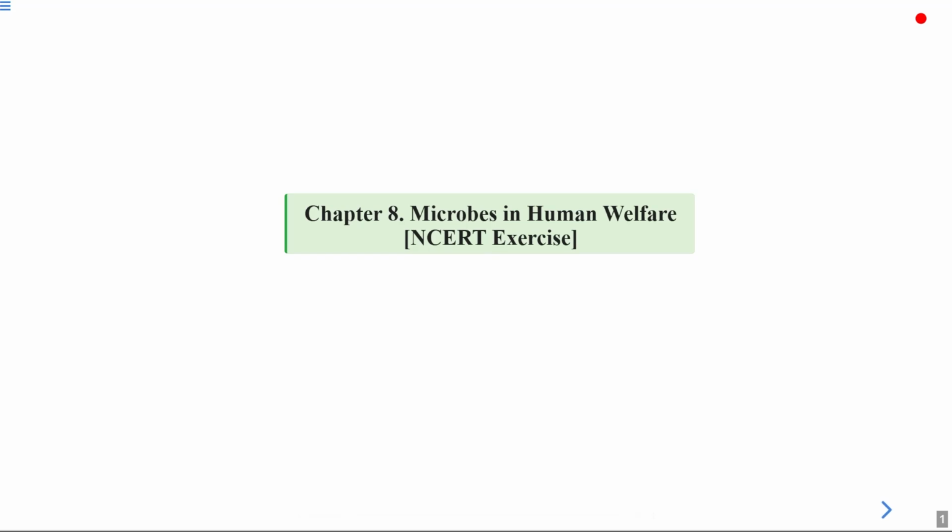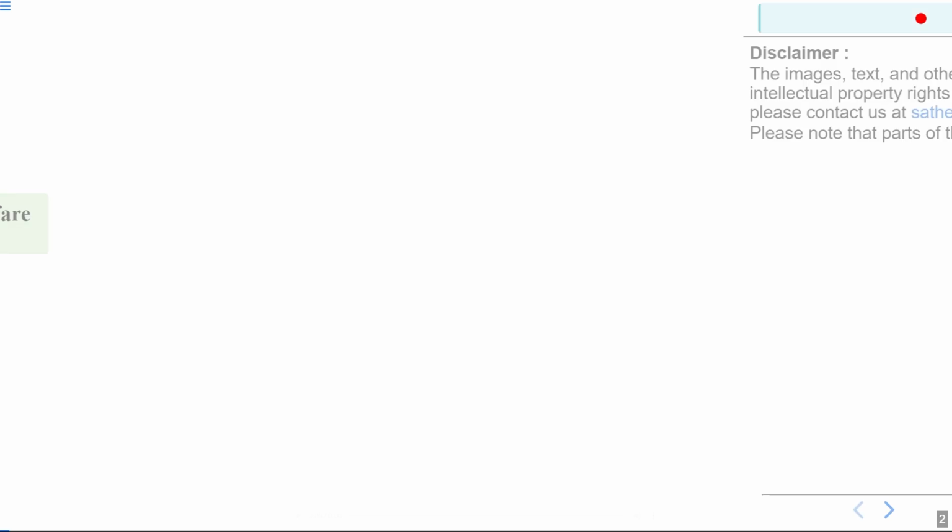Hello everyone and welcome to today's session, and today we'll be discussing NCERT exercises for chapter Microbes in Human Welfare.